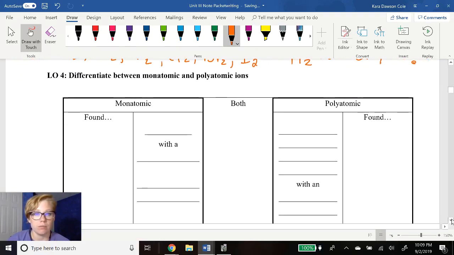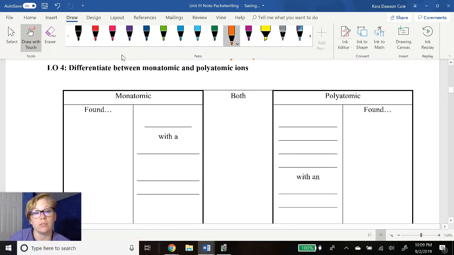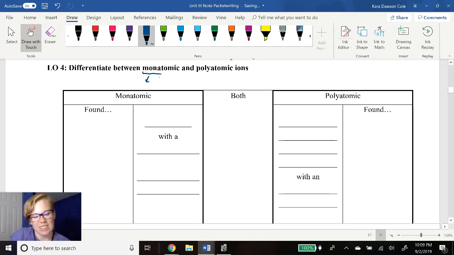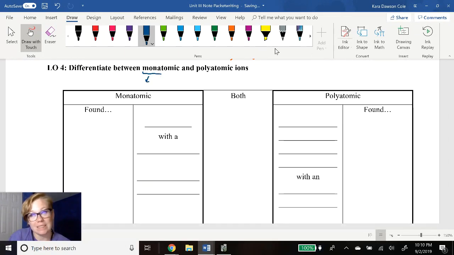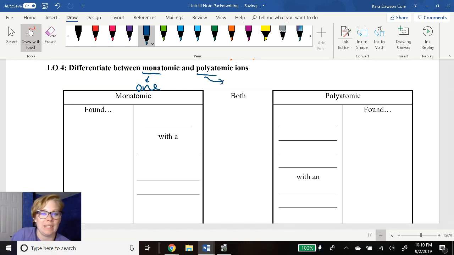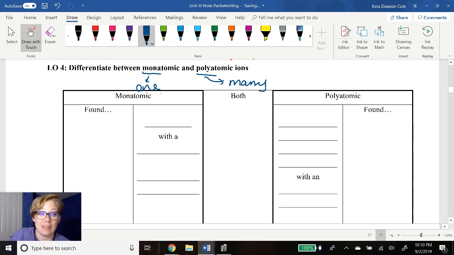Learning objective 4 is to differentiate between monatomic and polyatomic ions. I'm going to use a lot of prefixes, suffixes, and root words, and it's going to be so much fun. I hope you know these. Mono means one, poly means many. So a monatomic ion is a single atom ion.